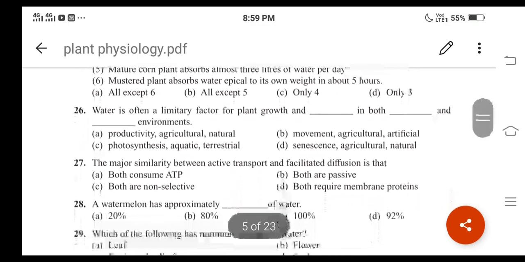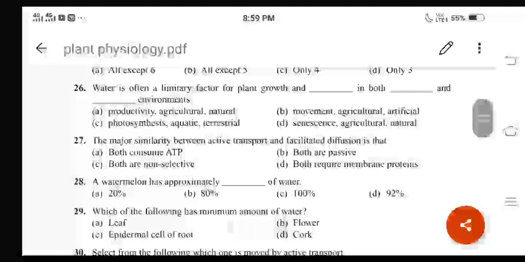And question number 26. What is there? Water is often a limiting factor for plant growth dash in both dash environments. Totally three blanks are there. This is a fill in the blank type of question. Here for question number 26, option E is the correct answer. Water is often a limiting factor for plant growth and productivity in both agricultural and natural environments.